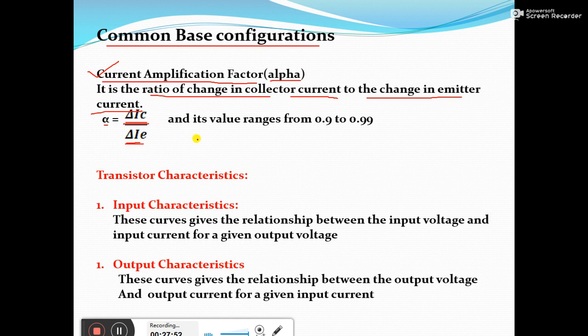Remember, as we say here, IE is always greater than IC, so this ratio will always result in a value less than 1. Since the denominator is larger than the numerator here, IE is always greater than IC.